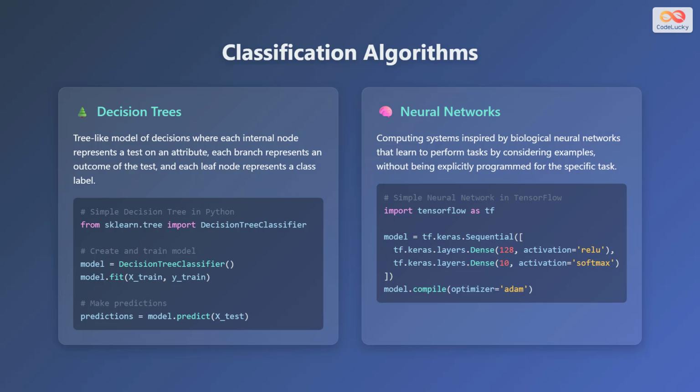Another powerful algorithm is neural networks. These are computing systems inspired by biological neural networks that learn to perform tasks by considering examples, without being explicitly programmed for the specific task.